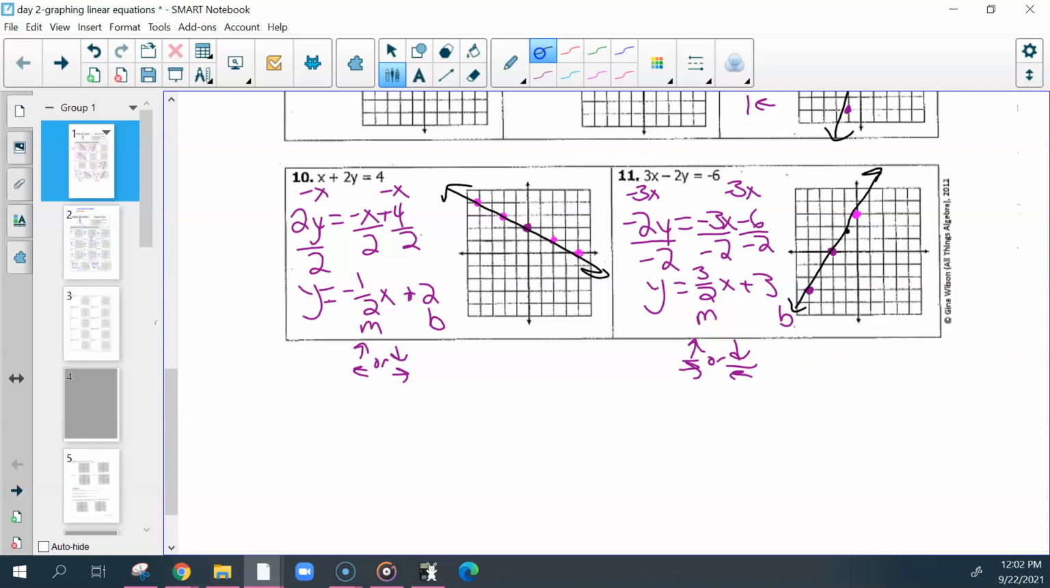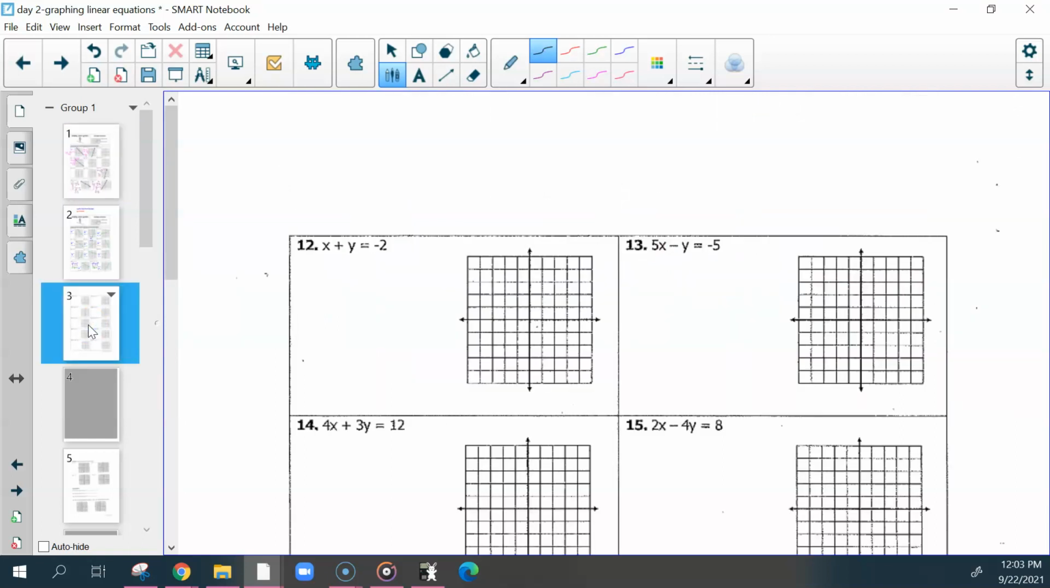Do we have any questions on how to go from standard to slope-intercept form and then graph it? For the remainder of class, you'll have this time to practice this page. Go through as many as you can. Raise your hand if you want to check it. We'll just go around.